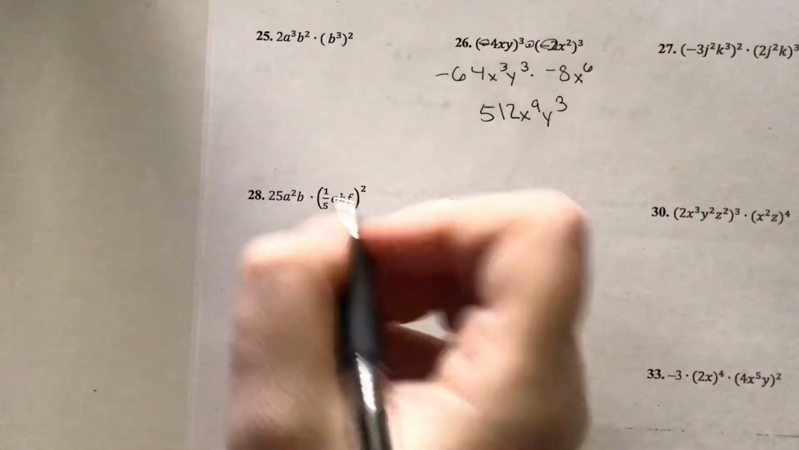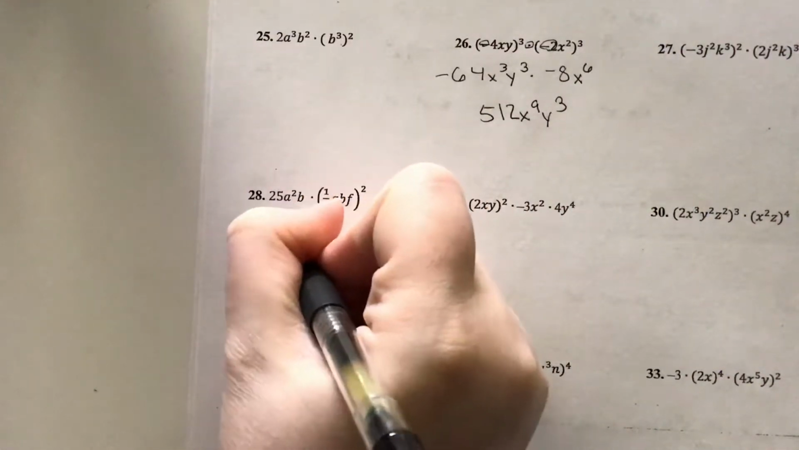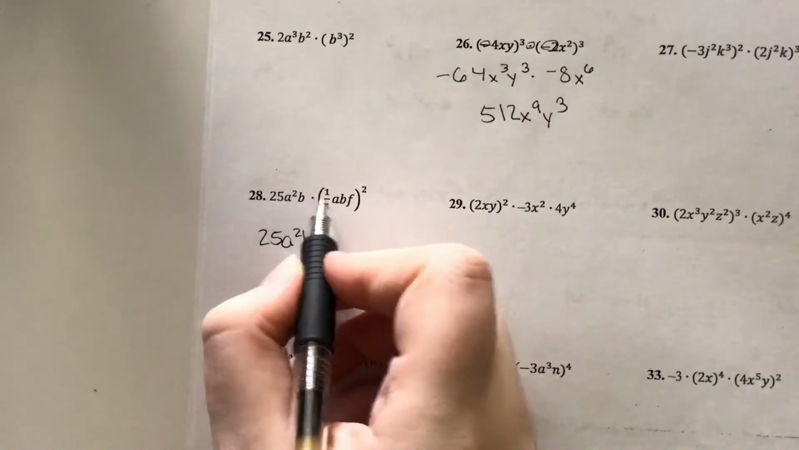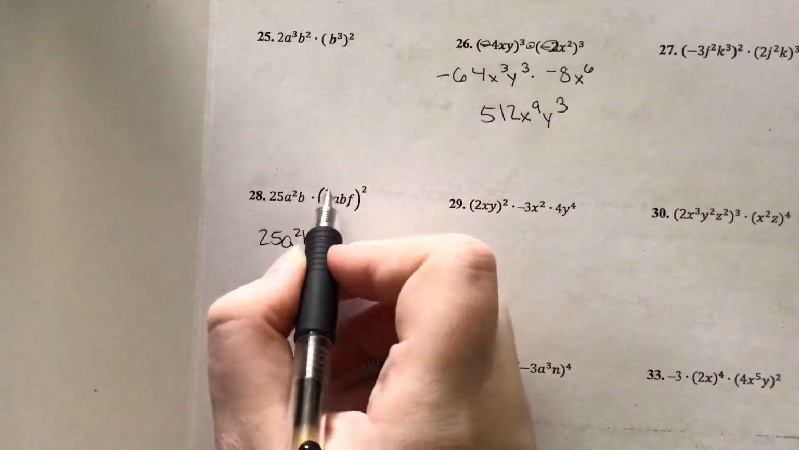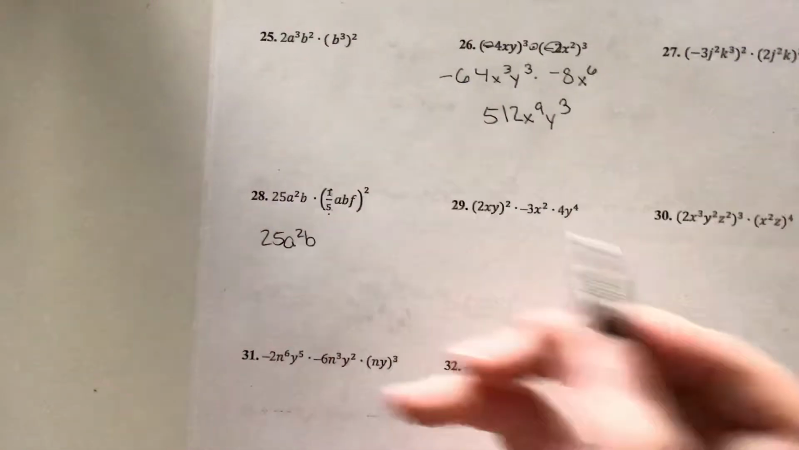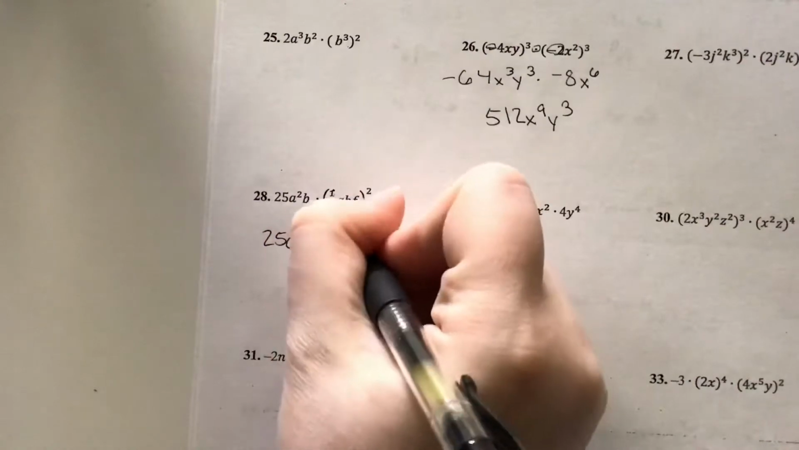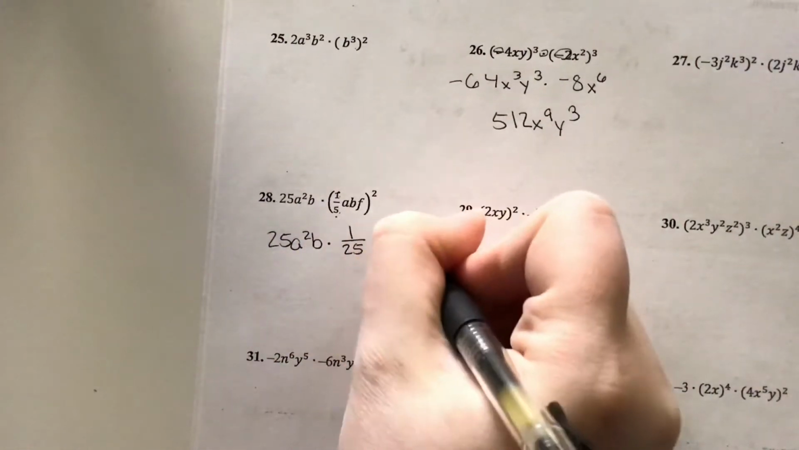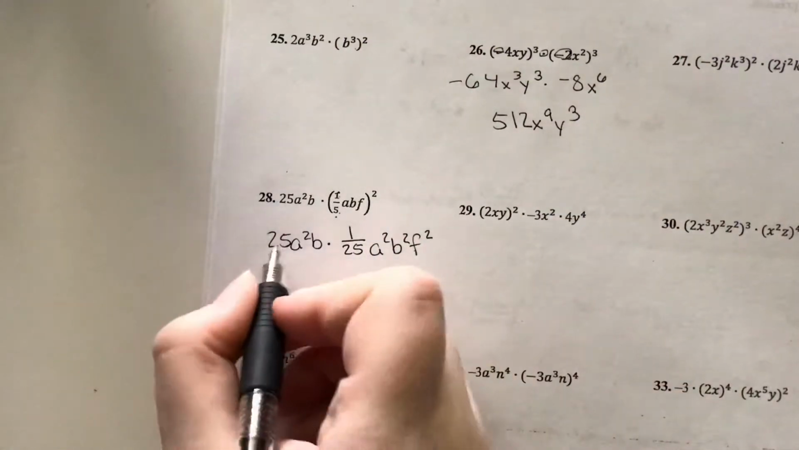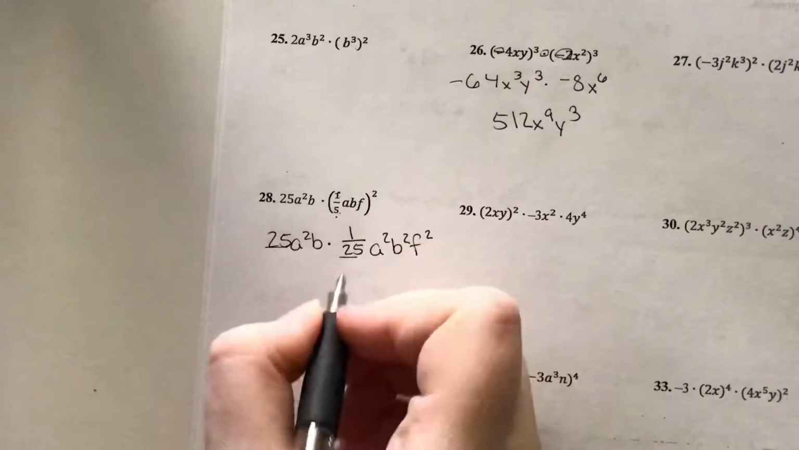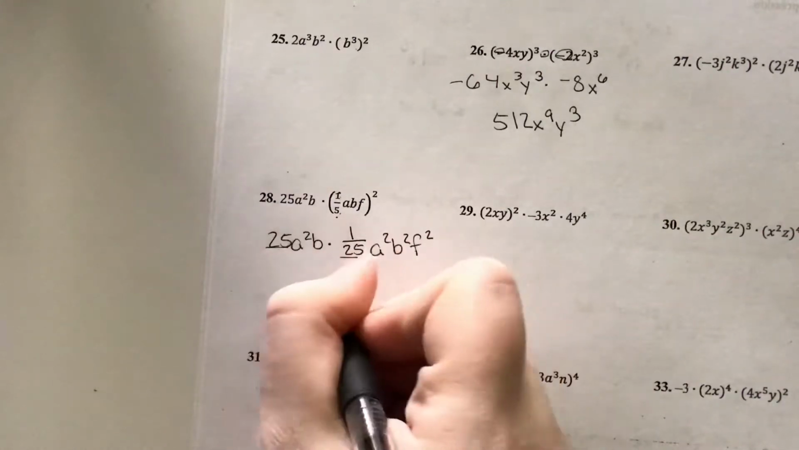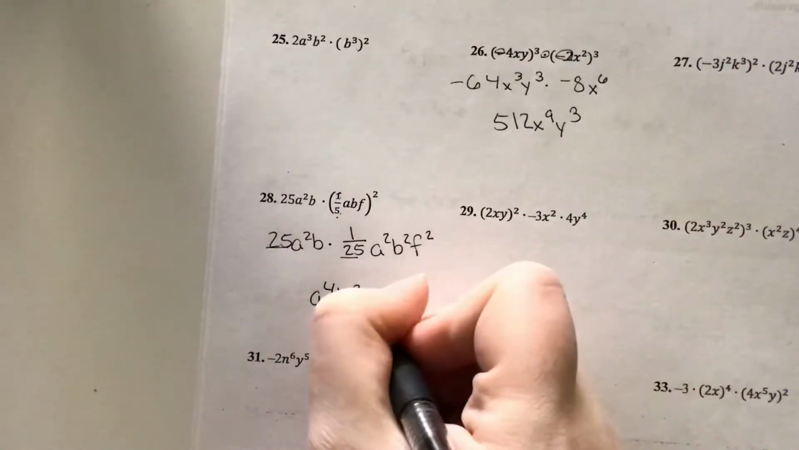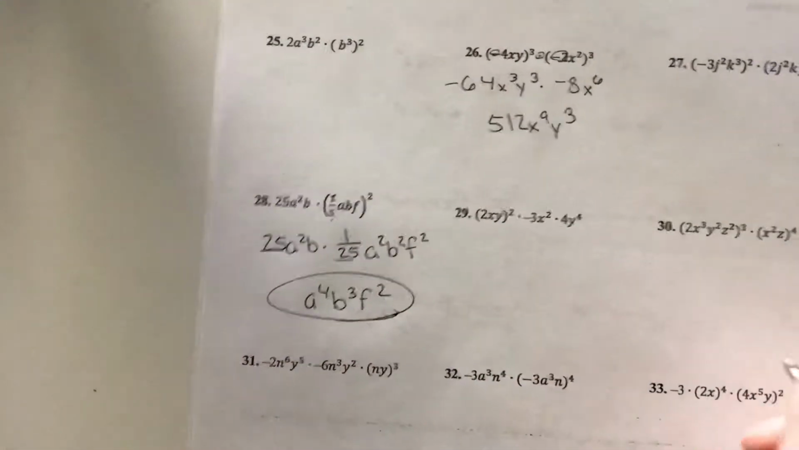Let's do this fraction. This is 25a squared b. There's nothing happening there in the beginning, so we're just going to rewrite it. Times, I need to square 1/5. So you're going to square the top, the numerator, and the denominator separately. So that's times 1 over 5 squared, 25. A squared, b squared, f squared. Okay, 25 times 1 over 25 is 1, and then a, 2 and 2 makes 4, b, 1 and 2 makes cubed, and then f squared. Final answer.